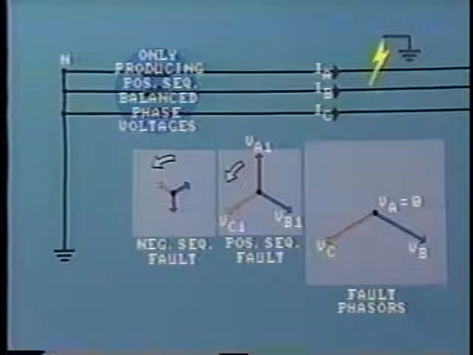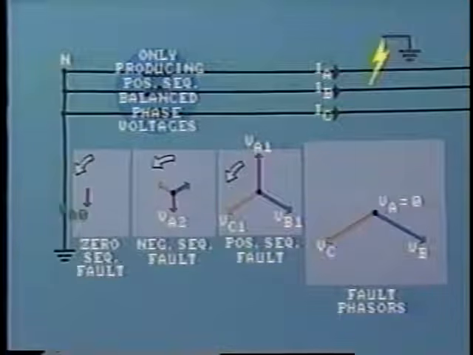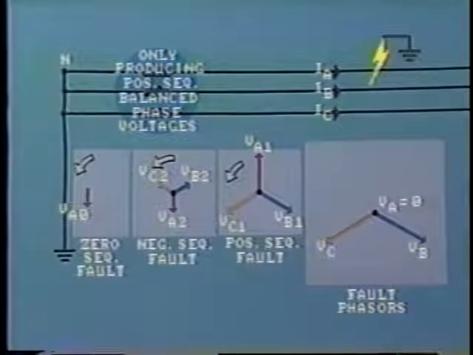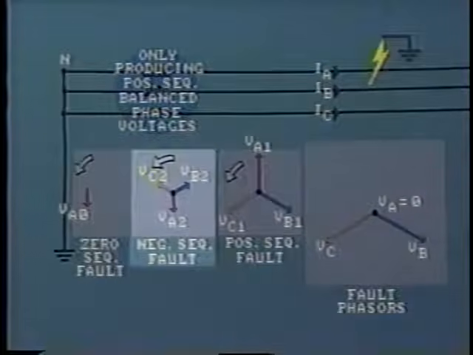First, let's look at the voltages on line A. At the fault, VA equals 0. VA1 has been canceled out by the negative sequence voltage VA2 and the missing component, which we call VA0. Now that we have placed VA2, we can draw in the other two negative sequence voltages, that is VB2 and VC2. We know that these components are 120 degrees apart. They are equal in magnitude and rotate with the phase sequence ACB.